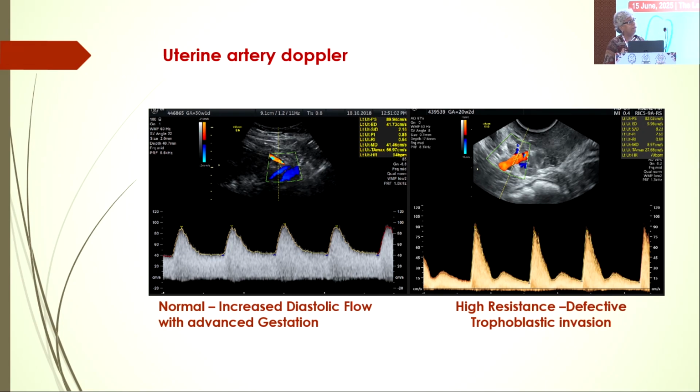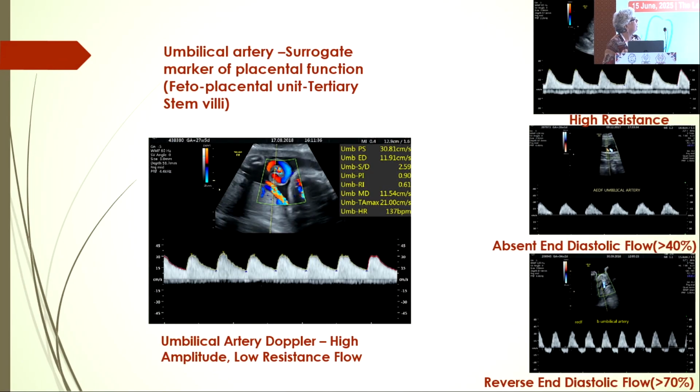Yes, definitely. And we can get even a diastolic notch also. So it is an indicator that there is some problem with the defective trophoblastic invasion of the spiral artery. The next is the umbilical artery, which is actually a surrogate marker for placental function. And the unit here is the placental tertiary villi.